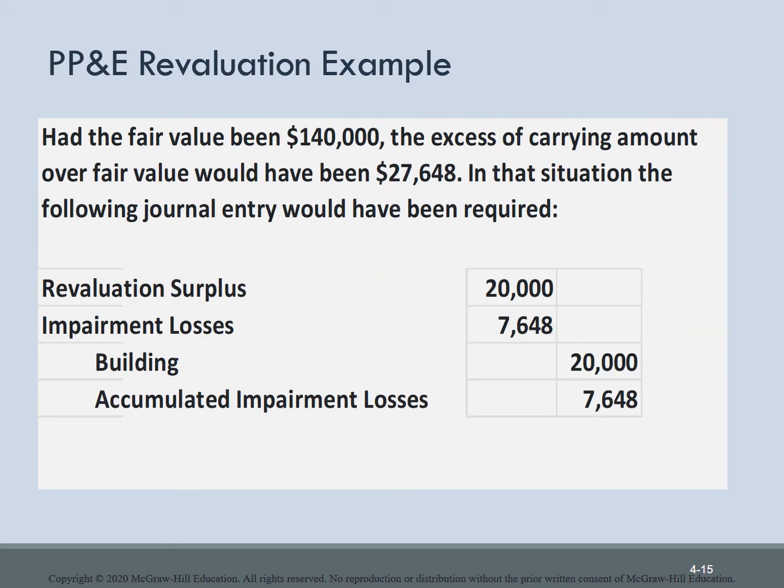Had the fair value been $140,000, the excess of the carrying amount over the fair value would have been 27,648. All that we have put in revaluation surplus at this point is $20,000, so that's all we can reverse out. So in that case, we would be debiting revaluation surplus for the 20 and crediting building for the 20, and then taking the rest to impairment loss. All right, so the difference here is that the fair value has fallen below the original historical cost.